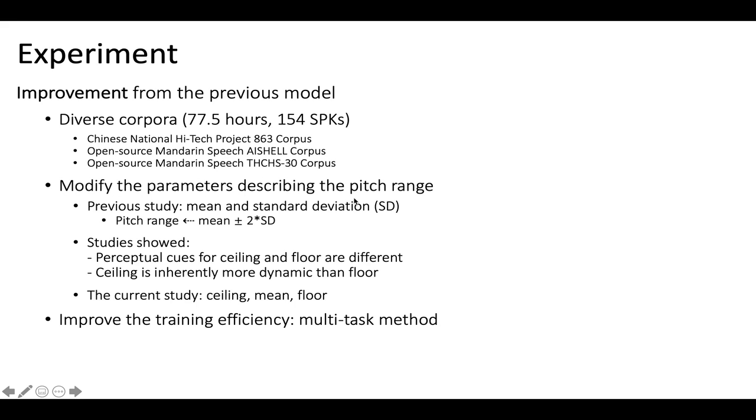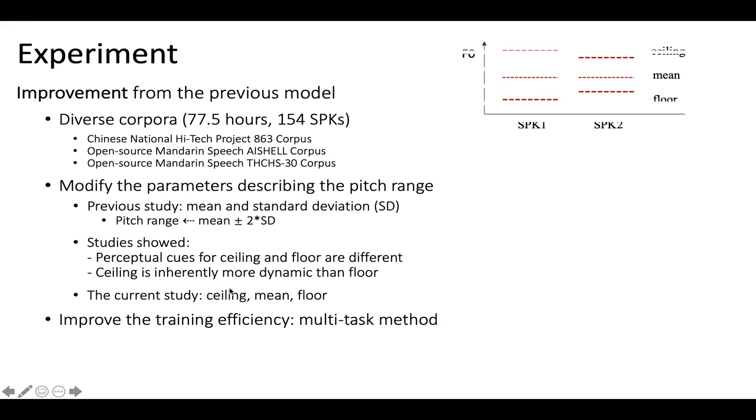parameters describing the pitch range. In the previous study, we used mean and standard deviation to describe the pitch range, because the pitch range could be represented by mean plus minus 2 times standard deviation. But we found that studies showed that the perceptual cues for ceiling and floor are actually different, and the ceiling is inherently more dynamic than the floor.